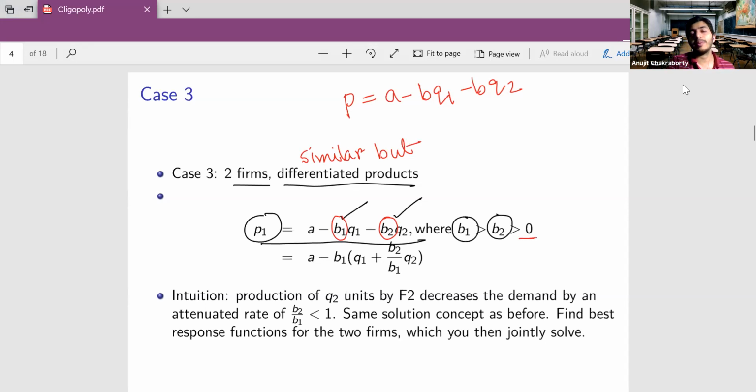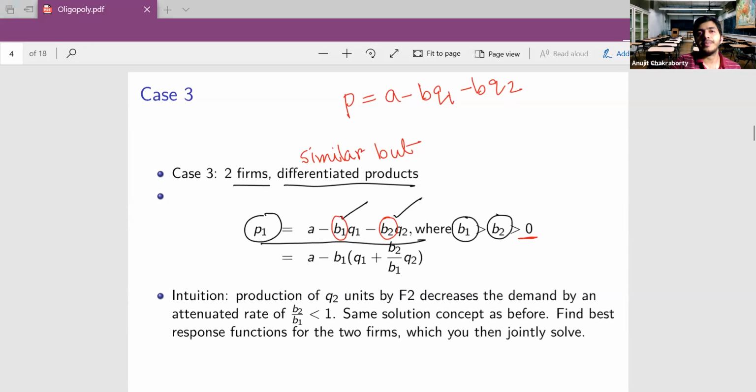Both of them are greater than zero because when the other firm produces more, your price definitely goes down, since now fewer people buy from you. That's why B1 and B2 are positive. Now, how would we solve a Cournot problem like this? Exactly the same way. So let me give you some hints for this also. Let's see what's a problem we can solve.